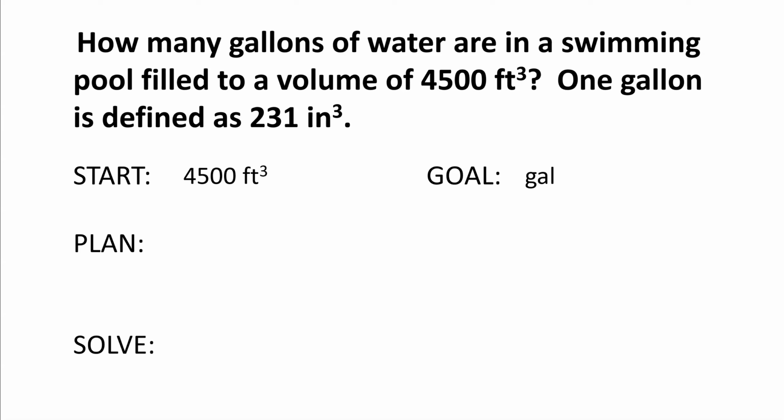So in this problem, we are starting with the volume of the swimming pool. When it is filled, it will have a volume of 4,500 cubic feet. That's what we're starting with. And we're trying to determine how many gallons. So a different volume unit.